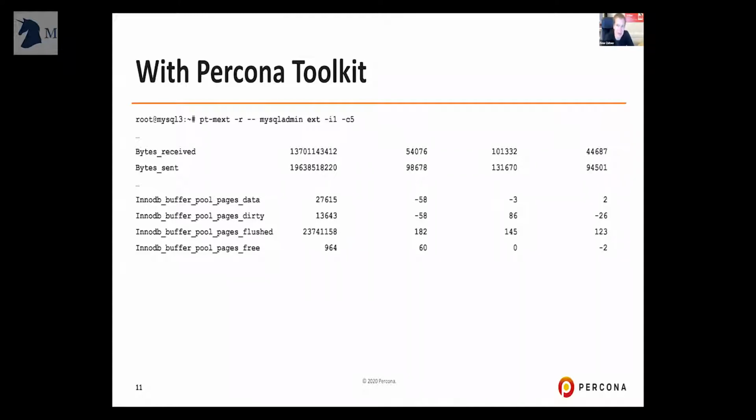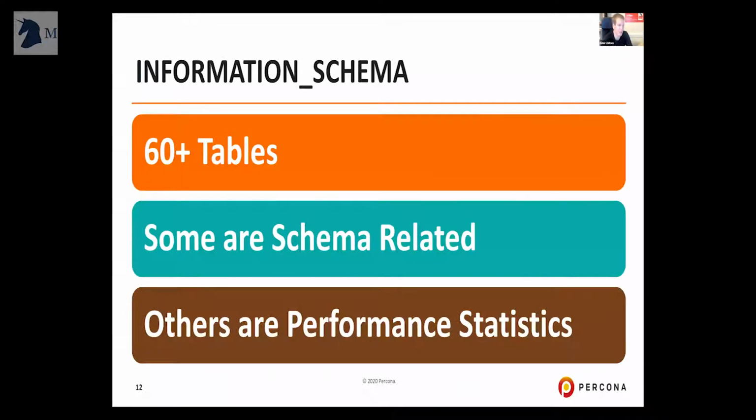So in this case, using a tool from Percona Toolkit called pt-mext, I am getting 5 extended status outputs, which is used to produce 4 columns. One of them is the value from the start, and then the others show the incremental values for every 1 second. So very basic, but very useful tool, and I would not ignore it.